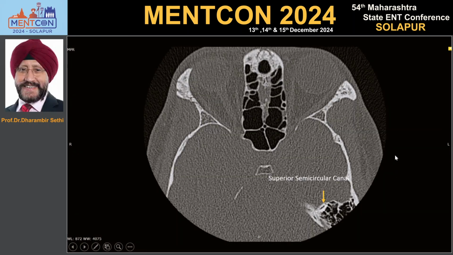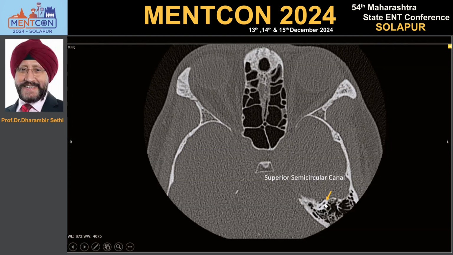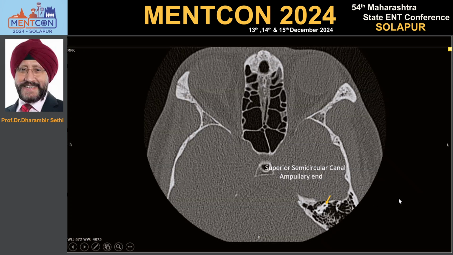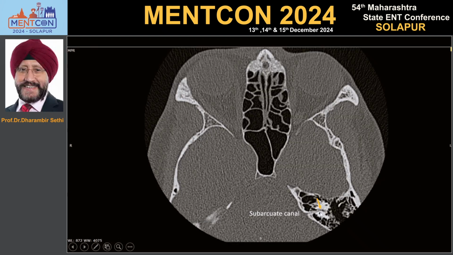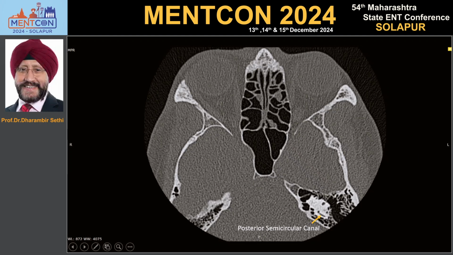And now going on to the temporal bone, just very quickly, that's the superior semicircular canal. This is the ampullary end of the superior semicircular canal, and the non-ampullary end. And this is the ampullary end right here. And then this is the subarcuate canal. I'm sure you're all very familiar with the anatomy, I'm just going to run through it very quickly. This is the posterior semicircular canal, and it forms the crus commune with the non-ampullary end of the superior semicircular canal, and it passes around the lateral semicircular canal to open into the vestibule.